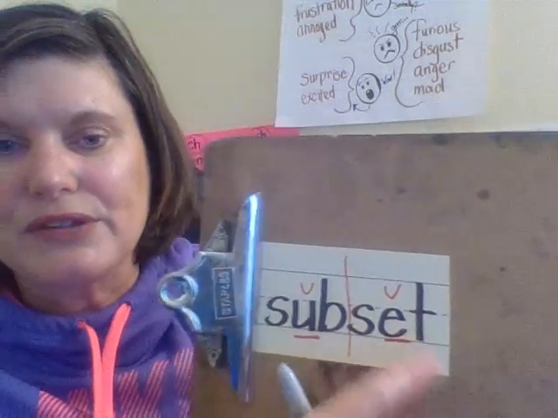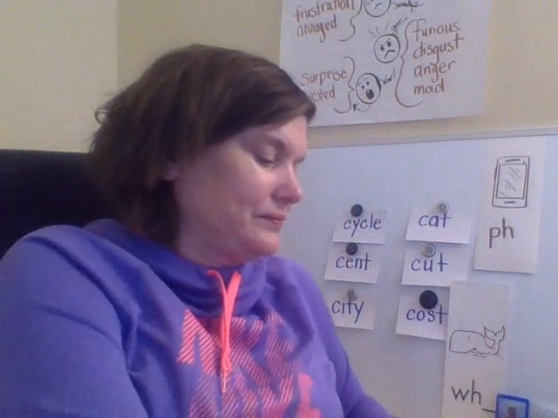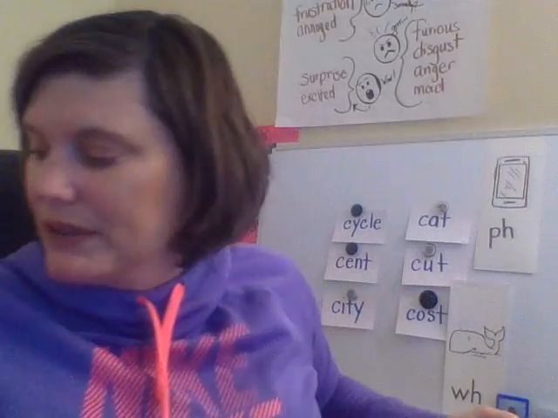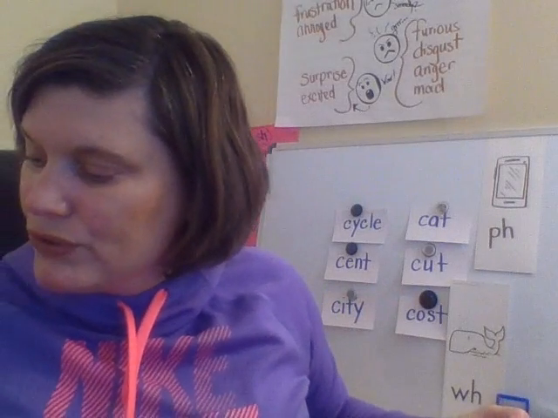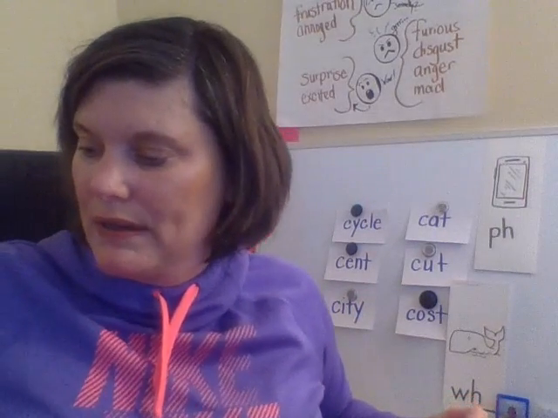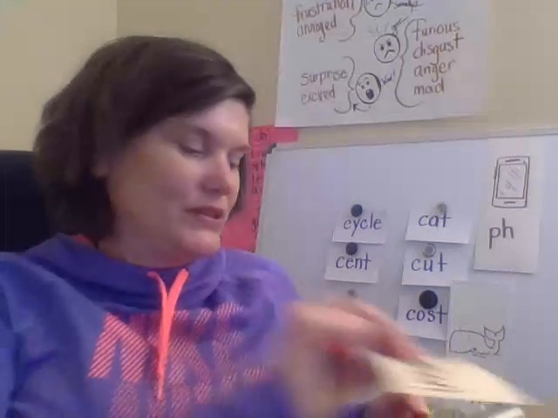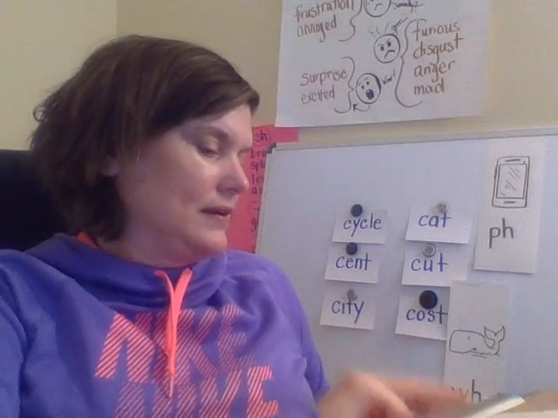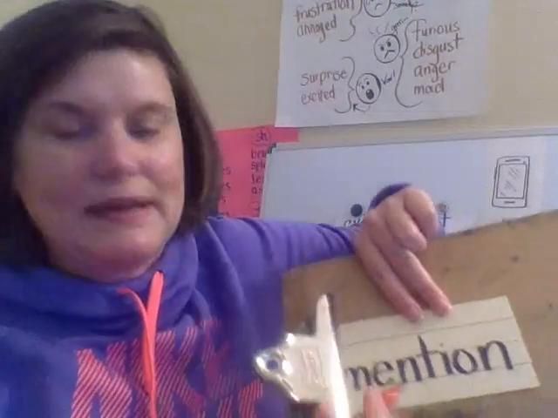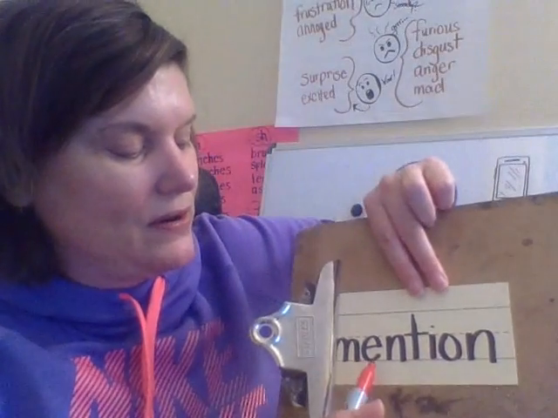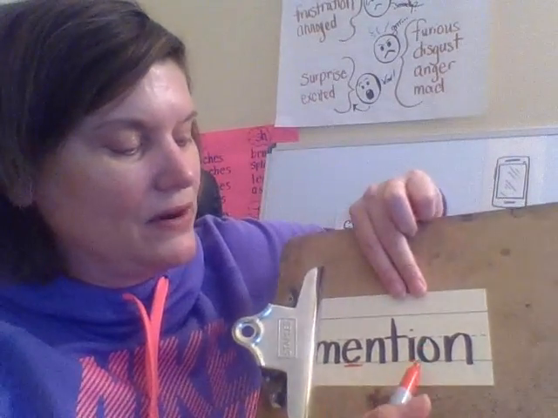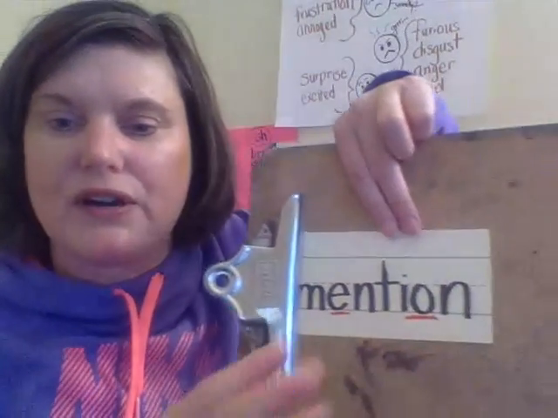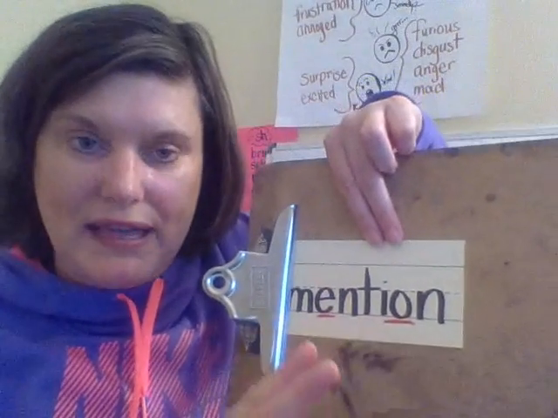Subset, subset. Very good. Let's do just a couple more. They're sticking together. Okay. Now, I'm going to look here. I have a vowel here, and I've got two vowels here. But these vowels are together, okay?